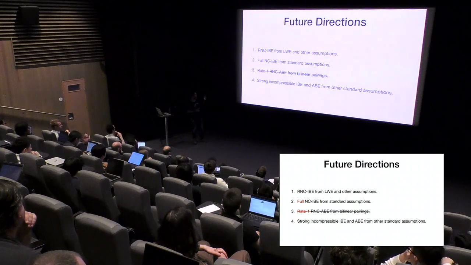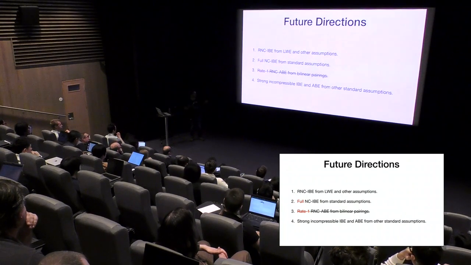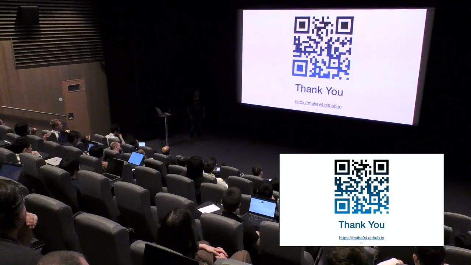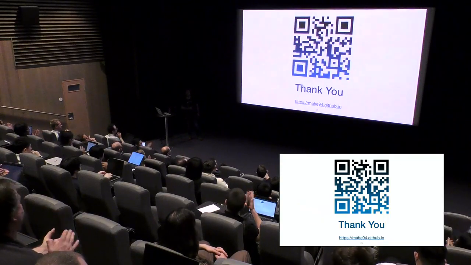And then whether you can build strong incompressible IB or AB from any other techniques or ways, not going via NCIB. So with this, I conclude my talk. Thank you. I'll be happy to take questions.